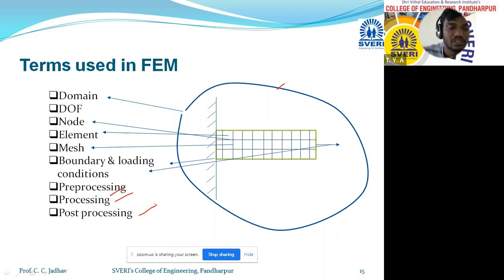Second is processing, which is nothing but the actual solution of the domain by using the computer, where the generated equations get solved. Whatever we have done in the pre-processing, that whole part we have to solve.